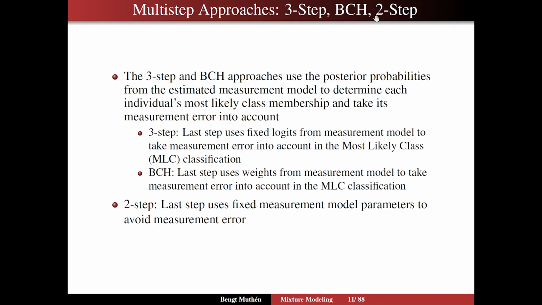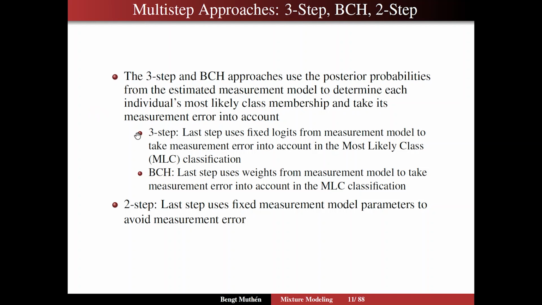Now we're going to talk about 3 approaches: 3-step, BCH, and 2-step. For 3-step, we're talking about what's sometimes referred to as maximum likelihood 3-step. BCH in some literature is also referred to as 3-step, but we think of that simply as BCH. So 3-step and the BCH approaches use the posterior probabilities from the estimated measurement model to determine each individual's most likely class membership and take its measurement error into account. And we describe that in detail in Webtalk 8.